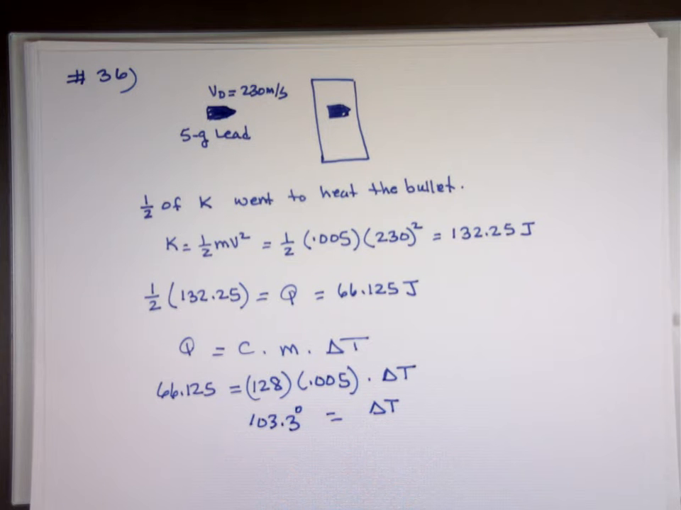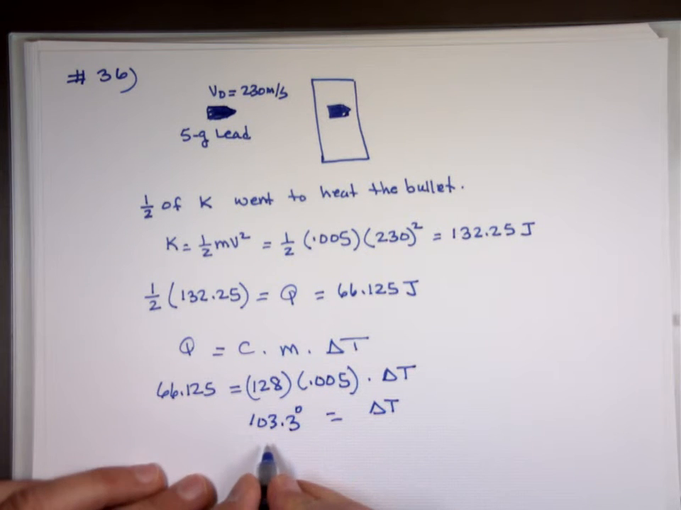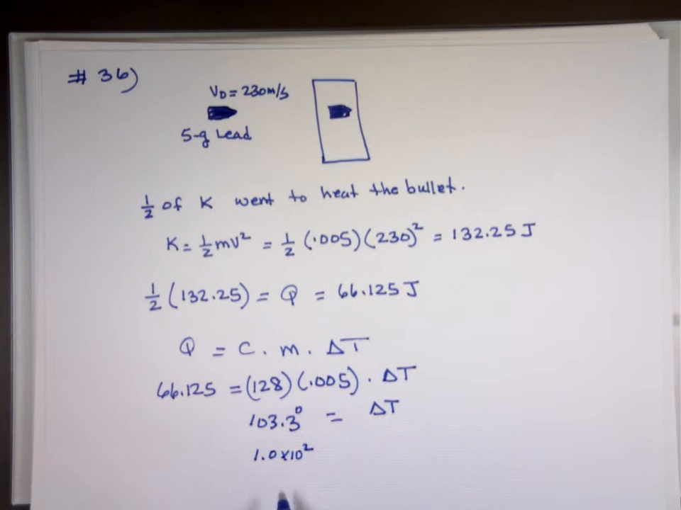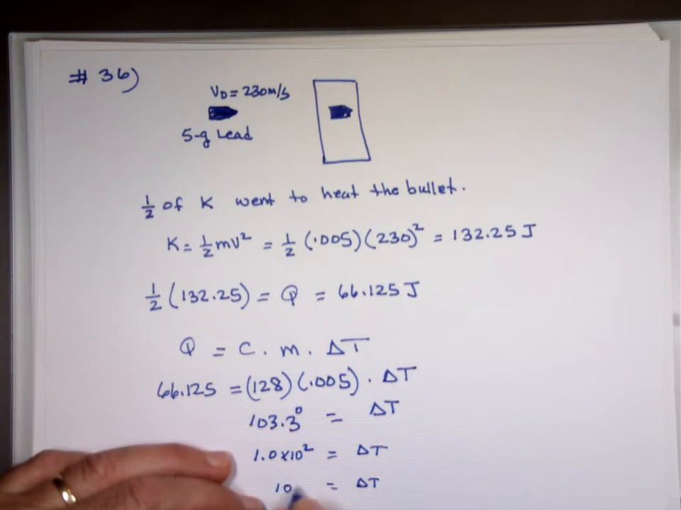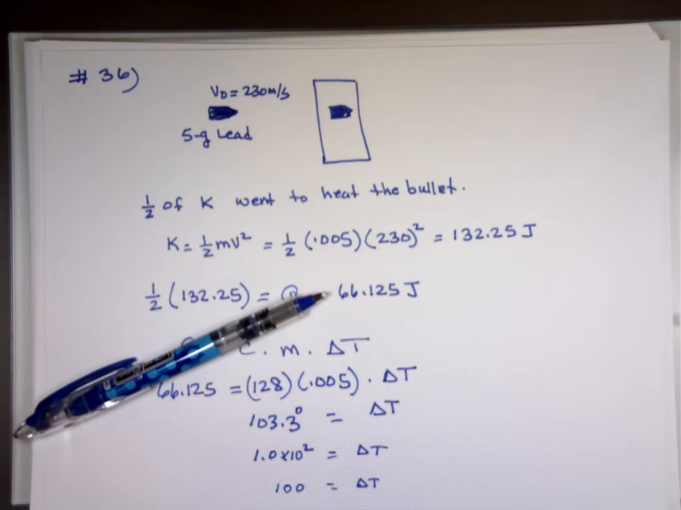Using 2 significant digits, that's what? 1.0 times 10 to the second, or 100. The temperature of that bullet increased by 100 degrees. Notice when you rub your hand, you feel that heat. As the bullet goes through that wood, assuming it's wood there, it's rubbing against the wood and it's getting hotter and hotter. That's why the temperature increased by 100 degrees.